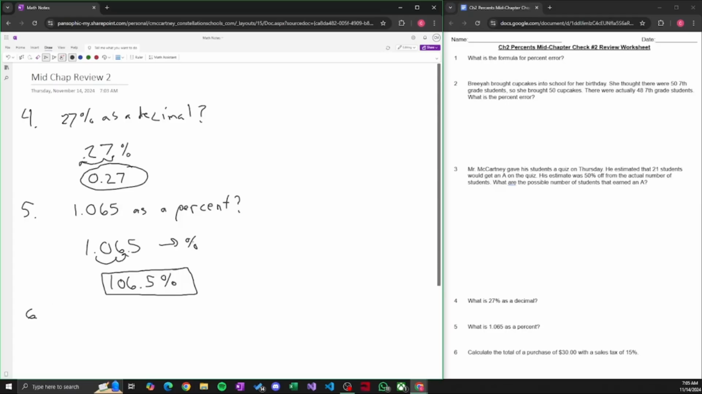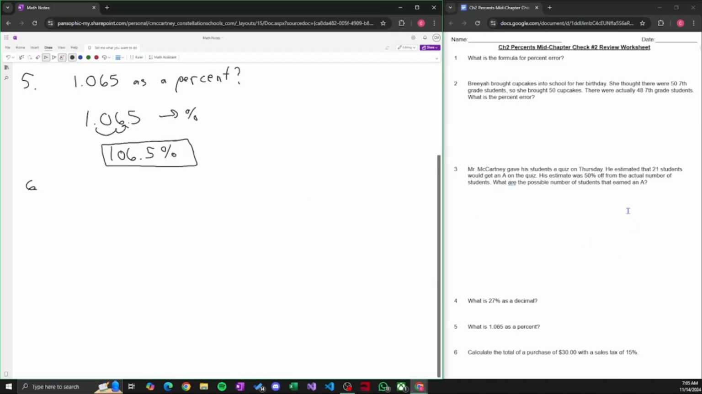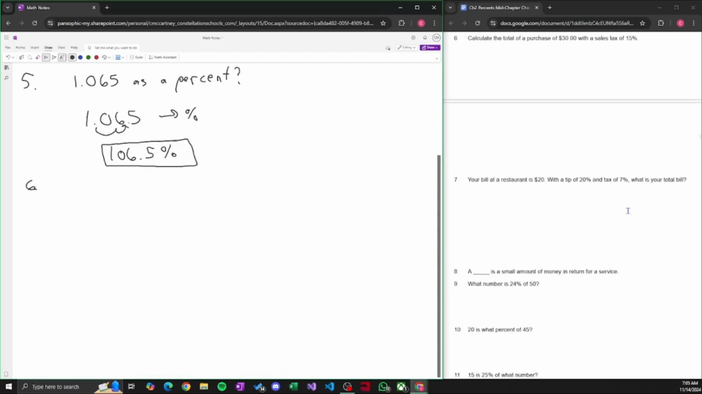Number 6. Let's go ahead and scroll down. We want to calculate the total of a purchase of $30 with a sales tax of 15%. So our total purchase is $30. Our sales tax is 15%. Now, whenever we have a tax rate, we're going to change it to a decimal. So again, remember, percent to decimal, we're going to move the decimal point twice. So our decimal is going to be 0.15.